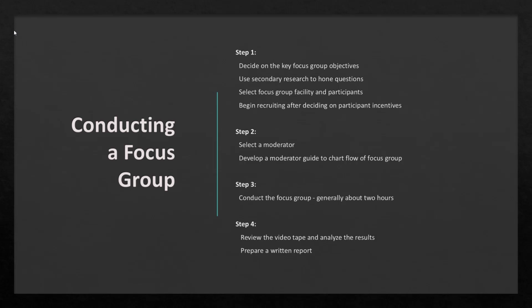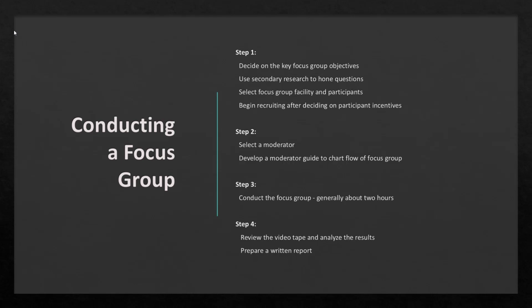So some of the stuff actually details, like the step number 1. You need to understand focus group objectives, try to use secondary data research to improve your questions, to fine tune your questions, and then make sure you figure out the focus group facility, and get the people, recruiting participants, which we're going to talk a little bit more about.